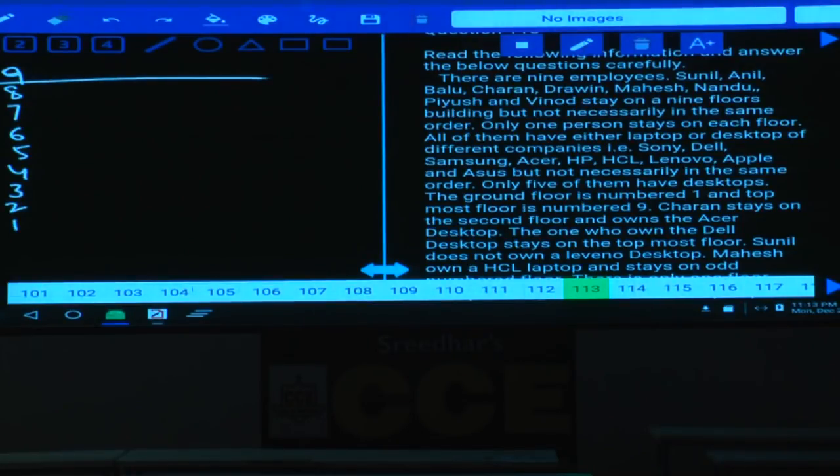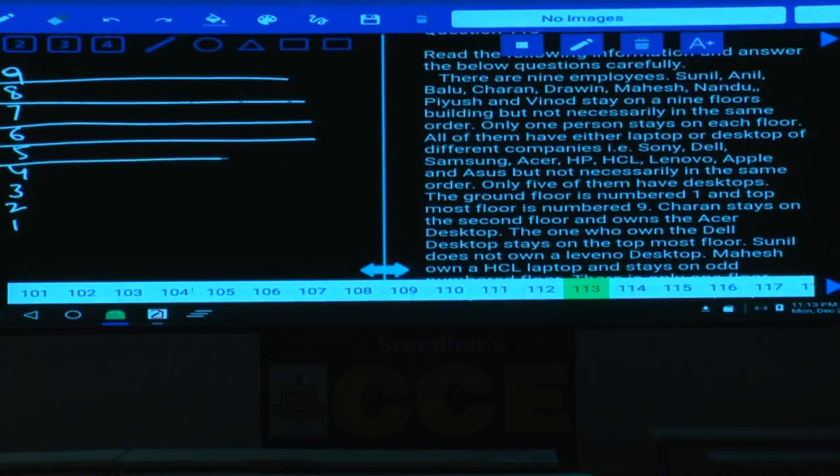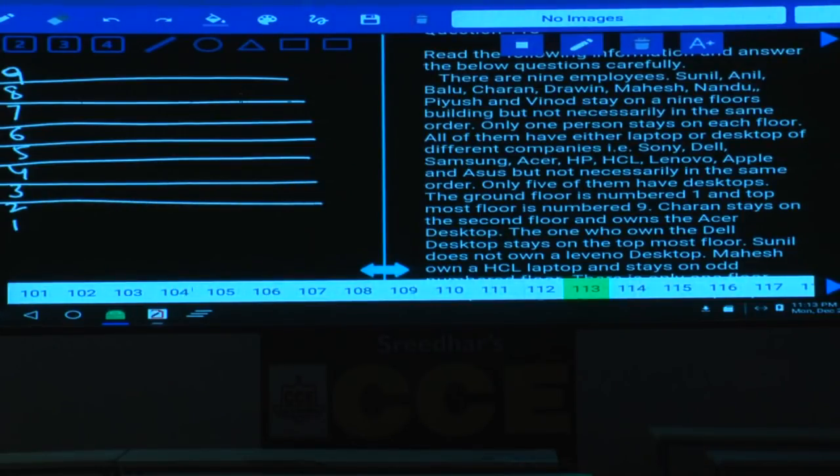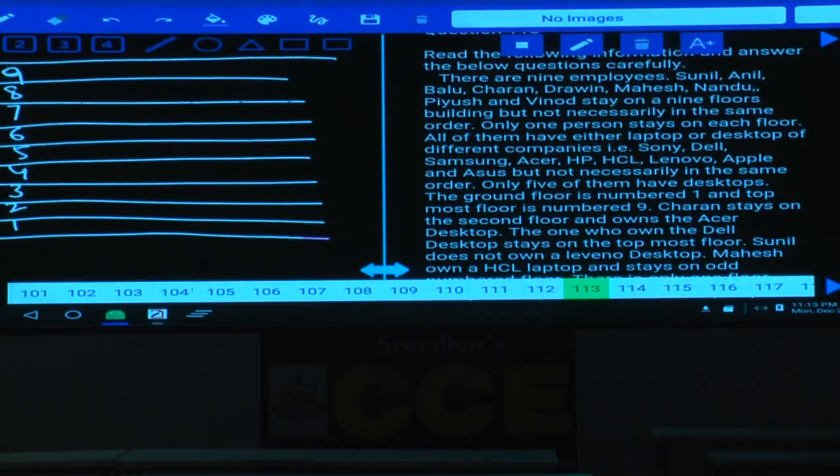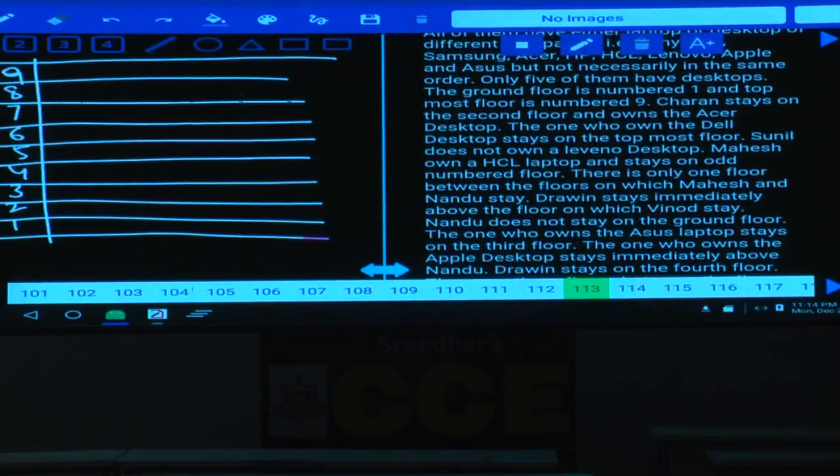In total we have 9 floors, and 9 persons are staying. First we need to find out which person is living on which floor, and after that we need to find out the company he is using, whether it is a laptop or a desktop. Each one of them has either a laptop or a desktop of different companies. 9 different companies were given. Only 5 of them have desktops. How many of them are having desktops? 5 of them are having desktops and the remaining 4 are having laptops.